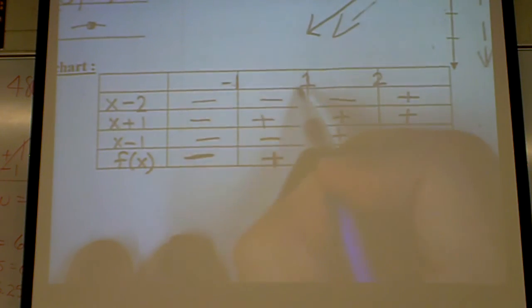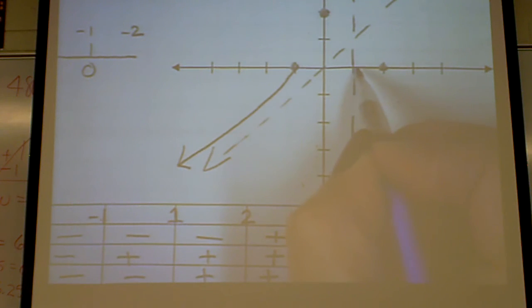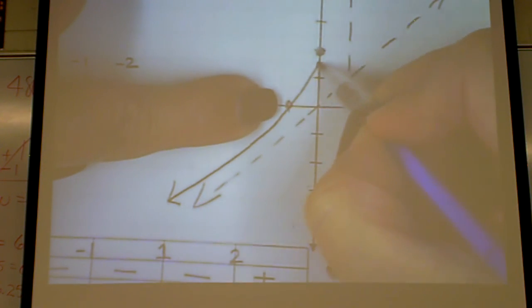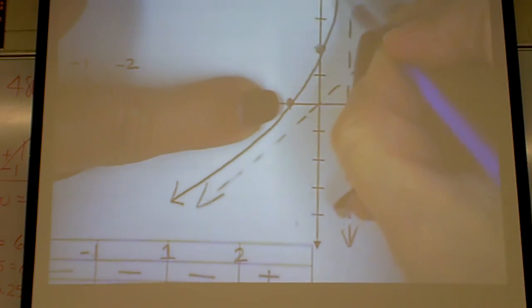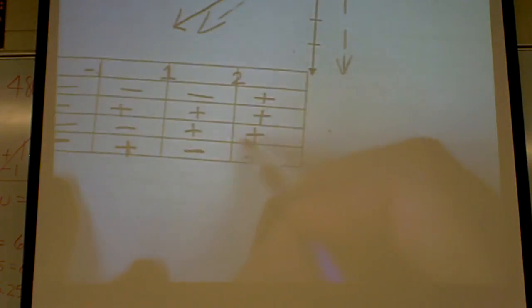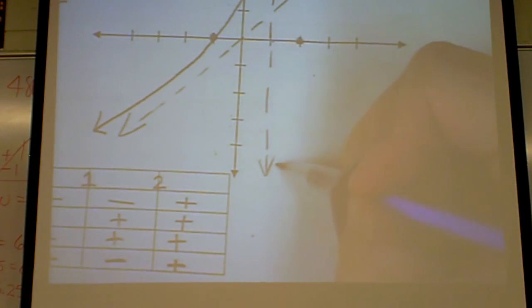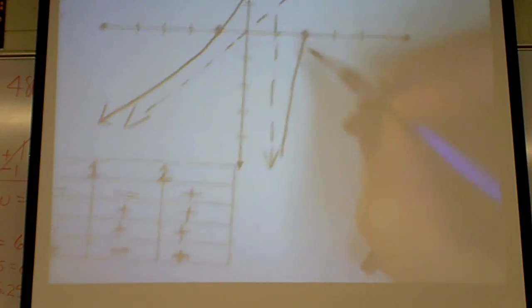Then from negative 1 to 1, we want to be positive. So we're going to pick this up and go straight up. In the last part, from 1 to 2, it says negative. He's gone. He's gone. He is gone.